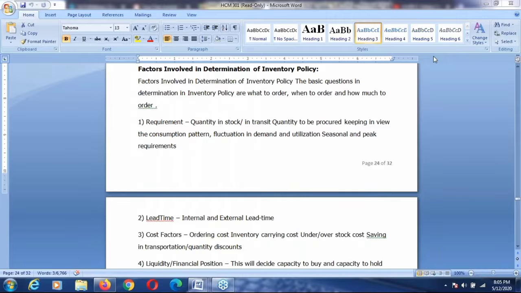So, some of the factors that must be involved when you are determining inventory policy are: number one, requirements.